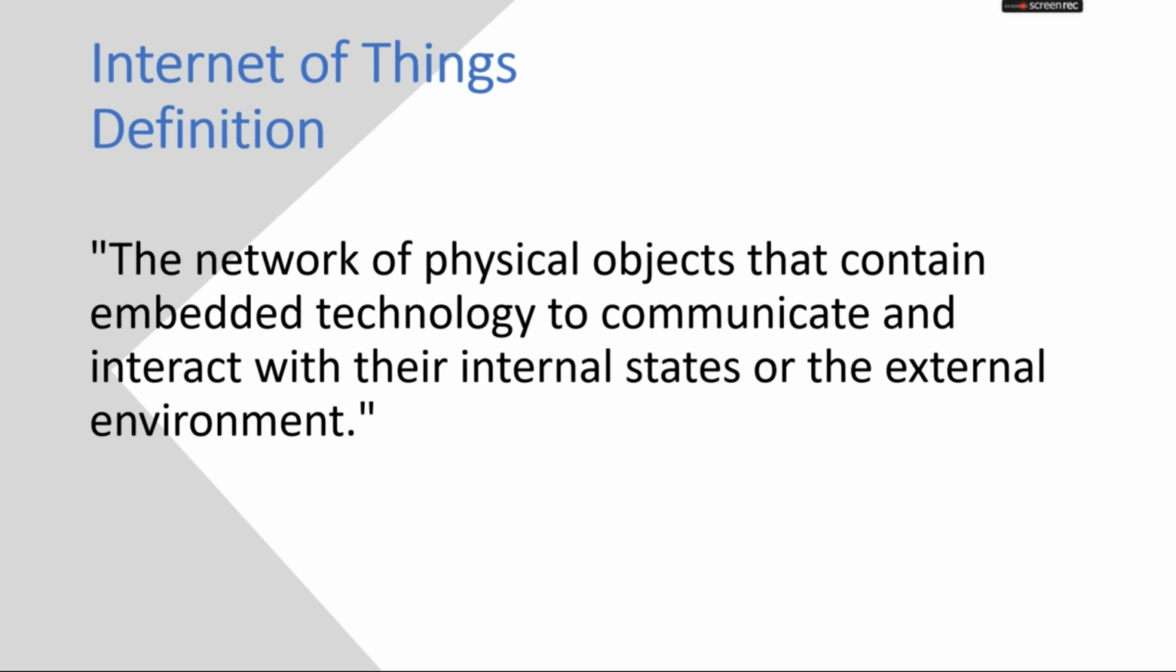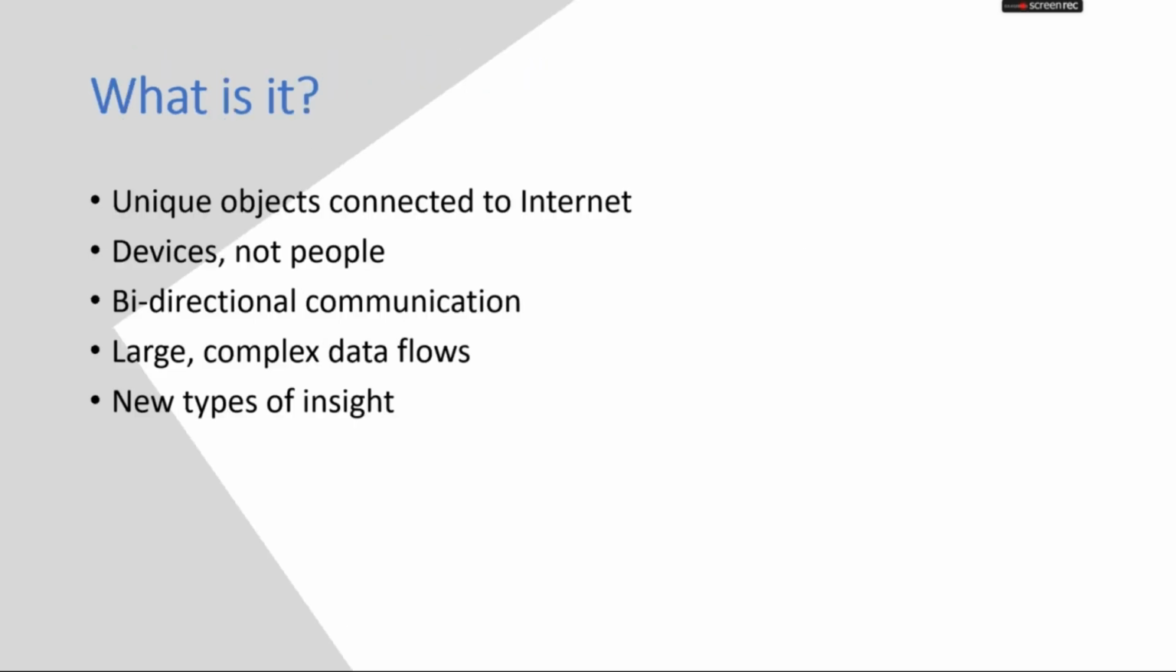Basically, we are controlling devices with the help of the internet, and we can say that electronic or electrical devices can easily be controlled remotely through the internet. So what is the Internet of Things? It is a unique object connected to the internet. We are not connecting people, we are connecting devices. It is bi-directional communication, with large complex data flow and new types of insights.